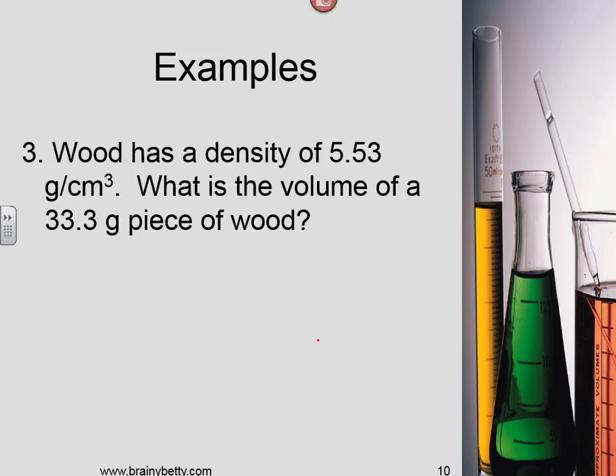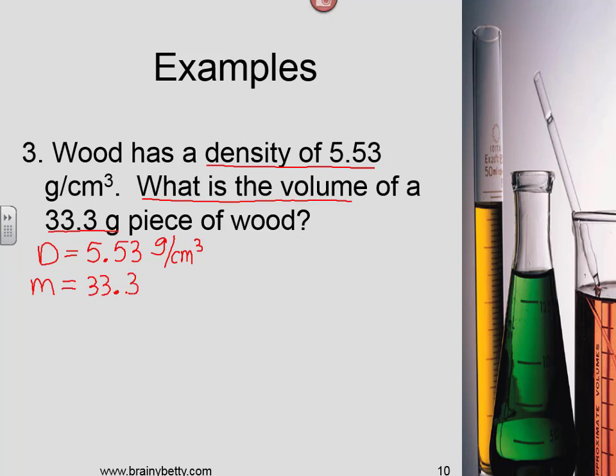One more example. Wood has a density of 5.53 grams per centimeter cubed. What is the volume of a 33.3 gram piece of wood? So what do we know? We know the density, 5.53 grams per centimeter cubed. We're being asked for the volume. We're given the mass. We know that's the mass because it's in grams. 33.3 grams is the mass. And we are looking for volume. Volume is going to be in centimeters cubed.